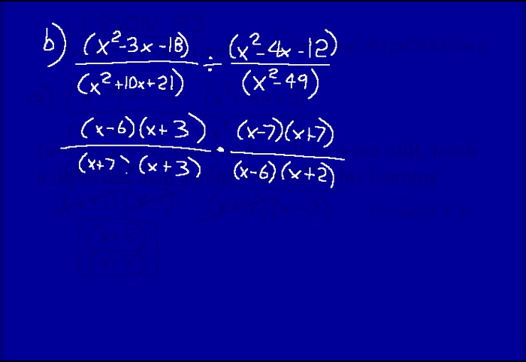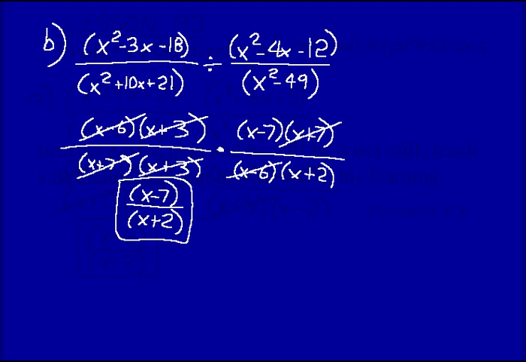Okay, so now we can go ahead and cancel. Cancel the x minus 6's. And then the x plus 3's, those will cancel. The x plus 7's will cancel as well. And we're left with x minus 7 over x plus 2. And that's the simplification of that rational expression.